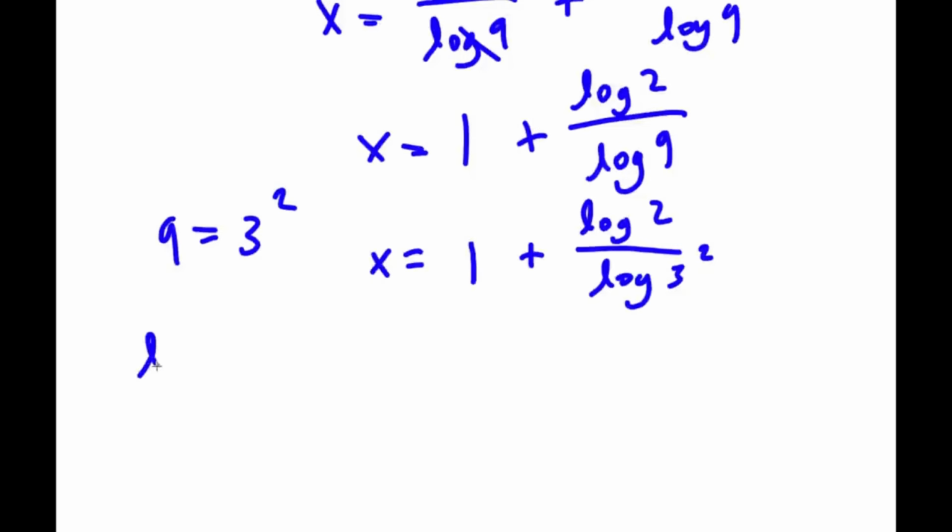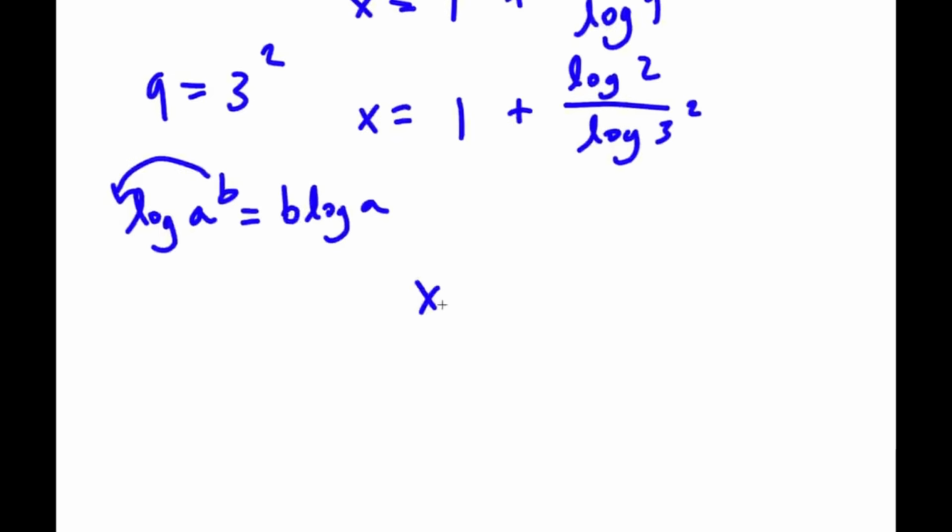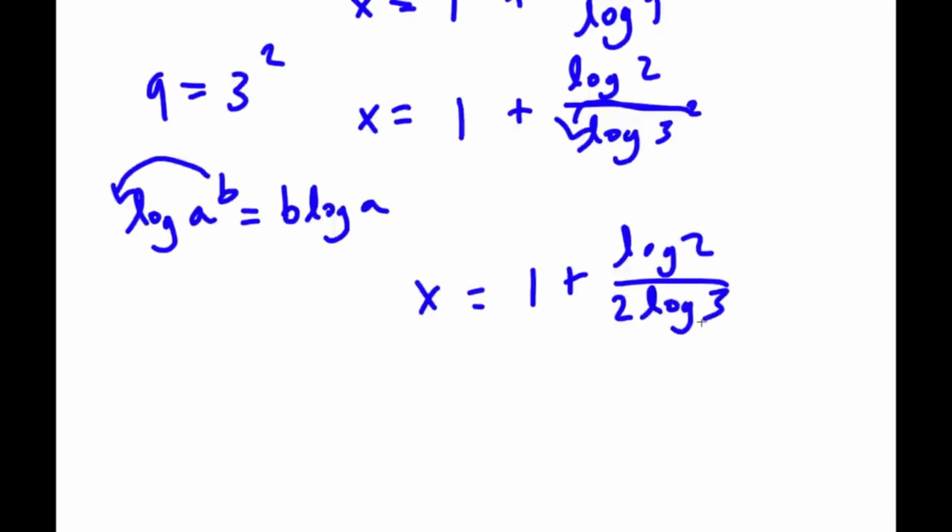Now remember the property of logarithms that states that if we have something in the form log a to the power of b, we can move our exponent b to the front of the logarithm, so this would equal b times log a. So log 3 squared is going to equal, we move the 2 to the front of the logarithm, so we will have 2 times log 3. So now I have x is equal to 1 plus log 2 over 2 log 3.